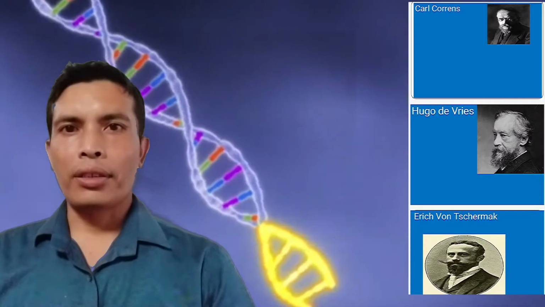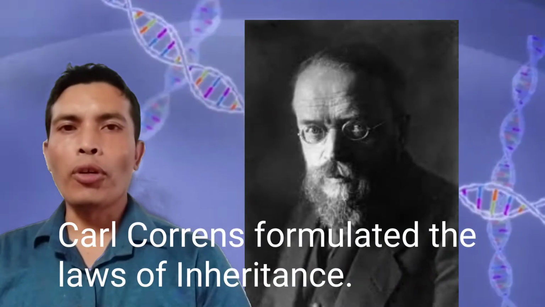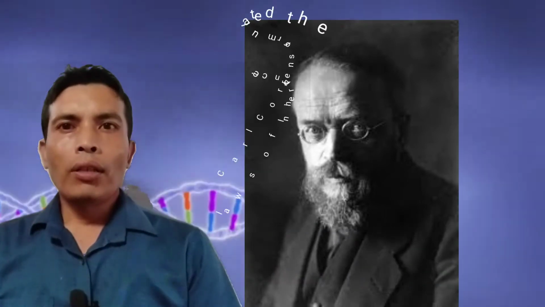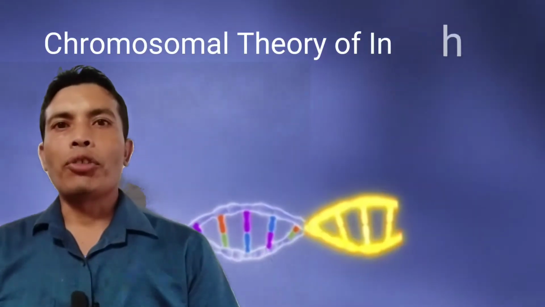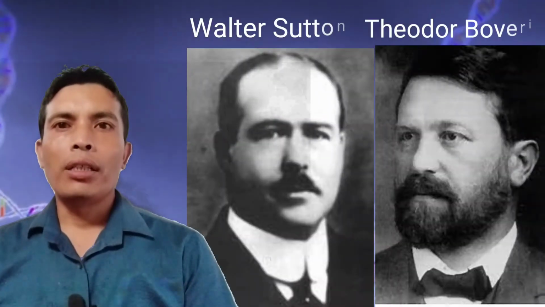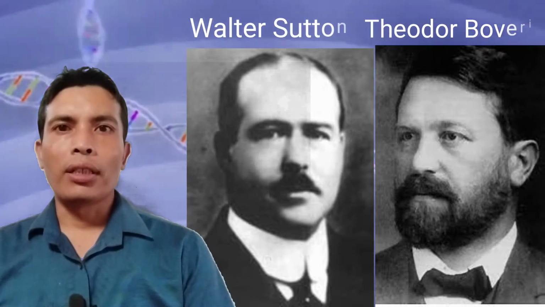Among these three scientists, Karl Correns was the scientist who formulated the laws of inheritance. Now let us come to the chromosomal theory of inheritance. Walter Sutton and Theodore Boveri independently proposed the chromosomal theory of inheritance.